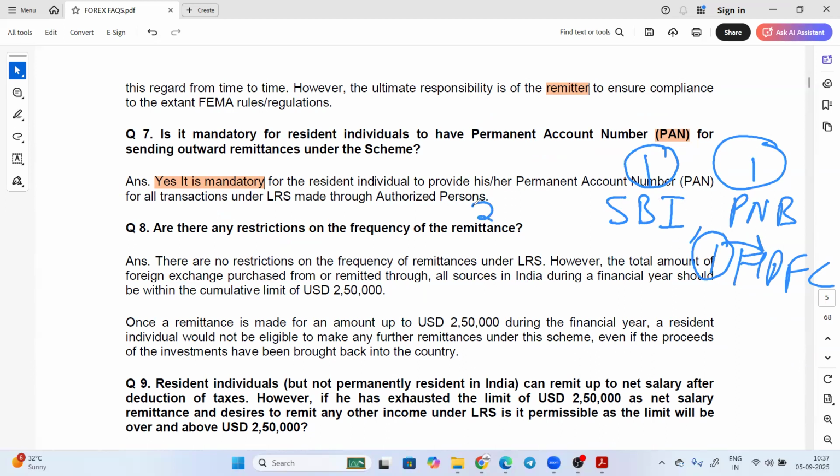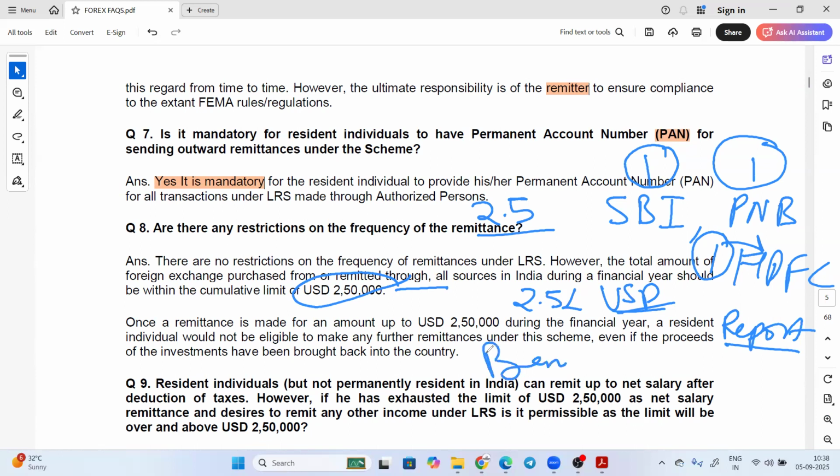In a financial year, he can remit only 2.5 lakh USD. It doesn't matter which bank he has gone to or how many times he has done it, but overall it should not exceed 2.5 lakh US dollars. That should be the criterion, because when he is doing the transaction, the reporting will not be done at the same time. Even when the banks report to RBI, the reporting takes 15 to 30 days to reflect properly in the system.